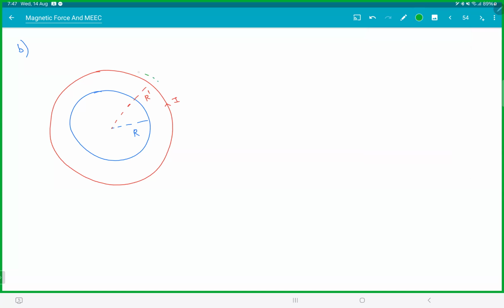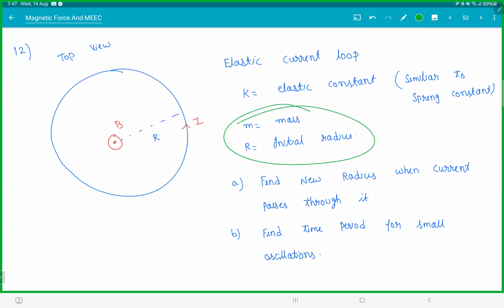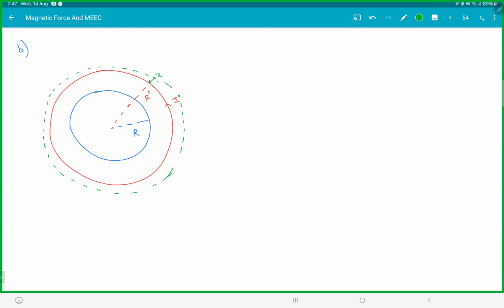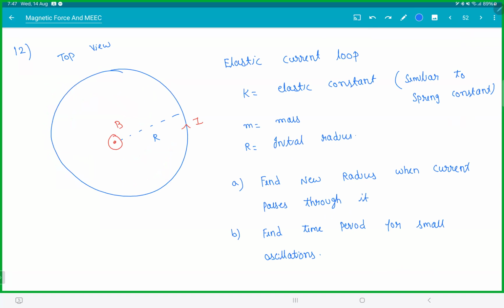Now what you're doing, you're just pushing it slightly outside or inside by another x. Mass दिया ना m, mass is m. It's given mass is m, initial radius r. So if you pull it to green level and leave it, it will start oscillating now in and out. How do you find the time period for small oscillations? Try. It's a good one.